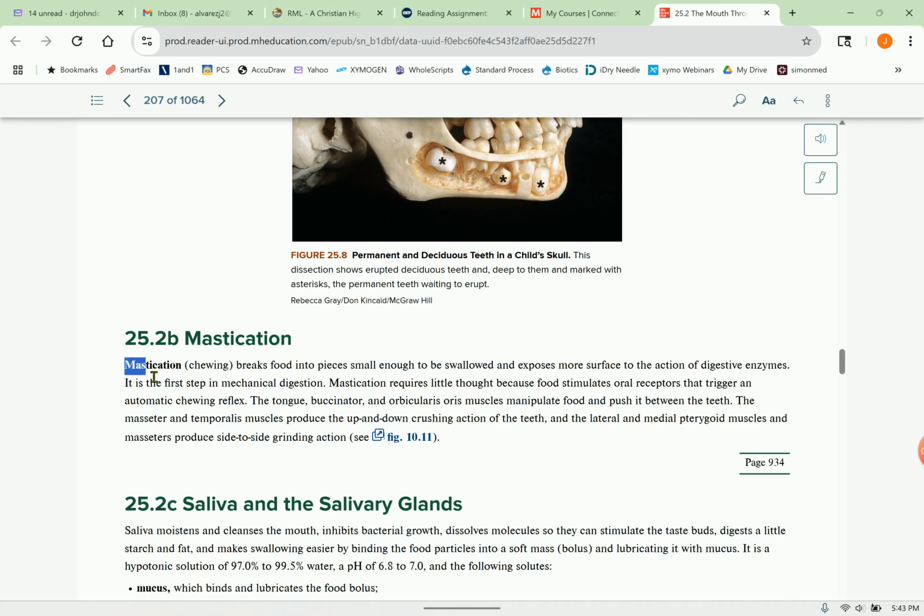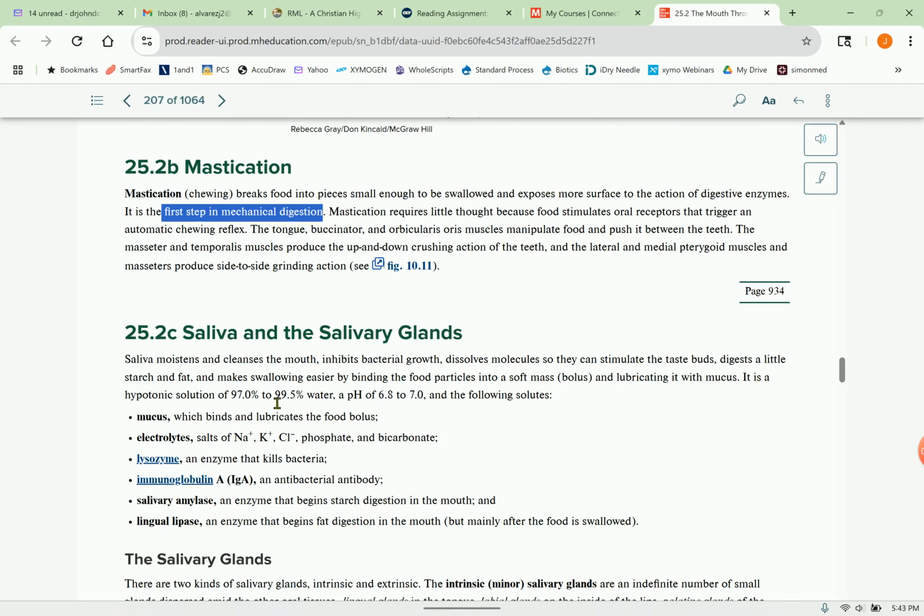The fancy word for chewing is mastication. This is what breaks food into pieces small enough to be able to swallow, the first step in mechanical digestion. Okay, saliva moistens and cleanses the mouth and helps inhibit bacterial growth. One of the ways that you can actually help this is by lowering your sugar levels. Okay, the more sugar that you consume, the more sugar actually suppresses the immune system and allows candida and bacteria and other things to flourish.